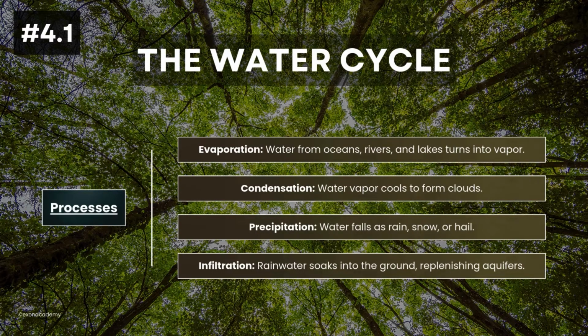And then it precipitates. Water falls as rain, snow, or hail. Then the water is infiltrated into the soil. Rainwater soaks into the ground, replenishing aquifers. While water is renewable, it is unevenly distributed, leading to scarcity in some regions like the Middle East.